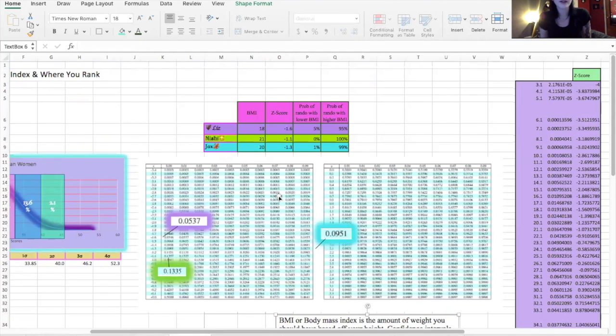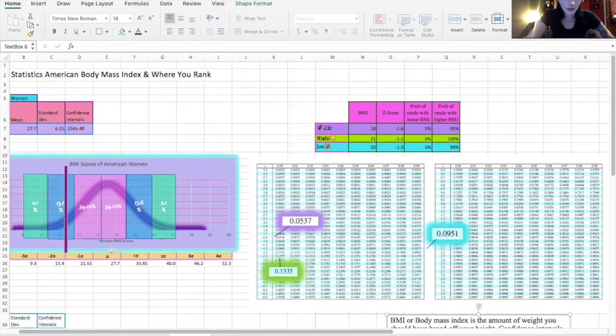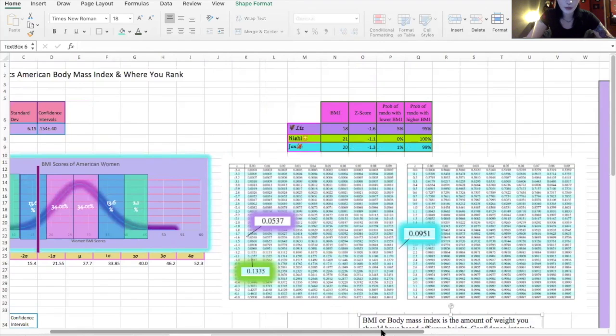So my BMI is 18, and I'm 5'9", and I weigh 124 pounds. So my Z score is down there, and it's in the purple, is negative 1.6. And so I'm on the lower end of the spectrum versus my friends who are in the normal end of the spectrum. So people with a probability of having a lower body BMI than me is 5%, whereas people with a higher BMI is at 95%.